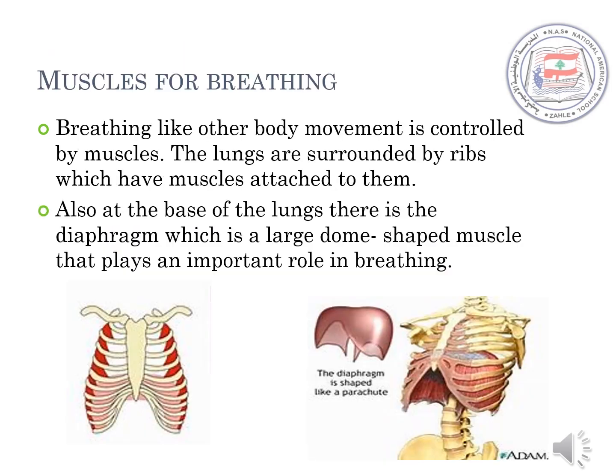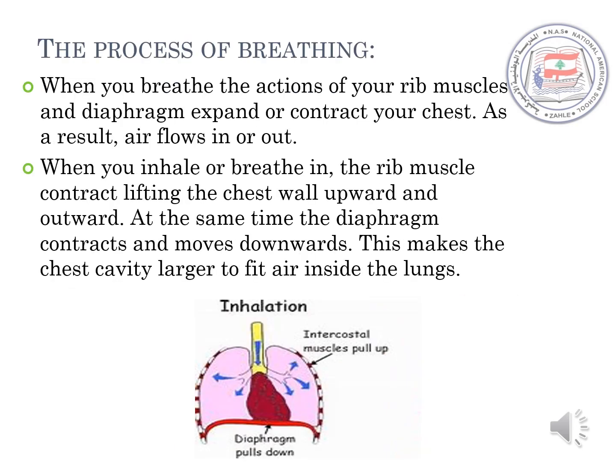Muscles for breathing. Breathing, like other body movement, is controlled by muscles. The lungs are surrounded by ribs, which have muscles attached to them. Also, at the base of the lungs, there is the diaphragm, which is a large dome-shaped muscle that plays an important role in breathing. When you breathe, the actions of your rib muscles and the diaphragm expand or contract your chest. As a result, air flows in or out.